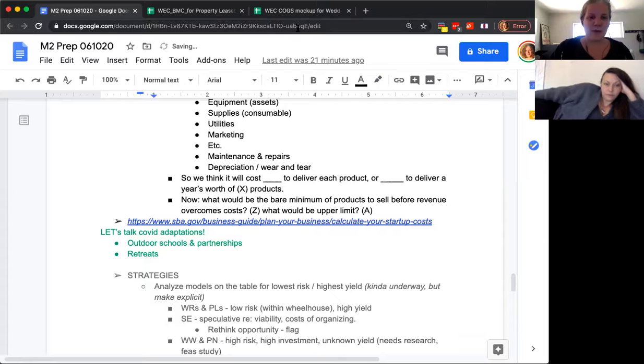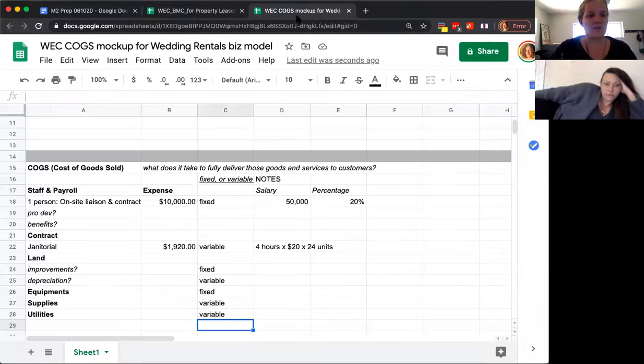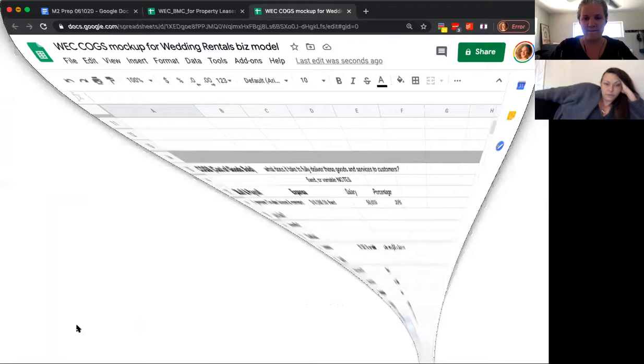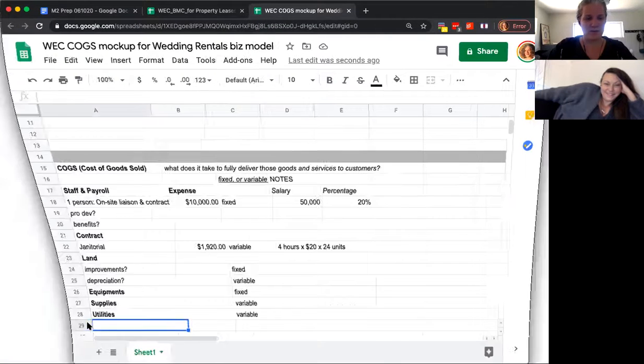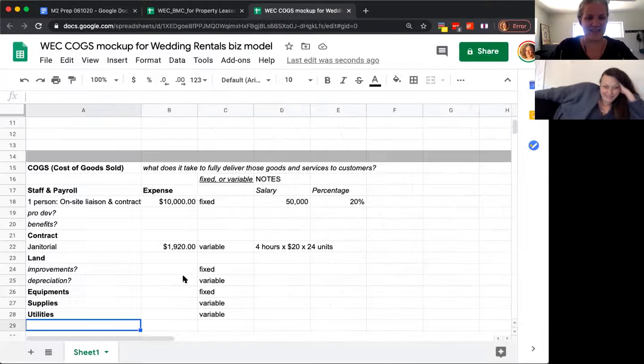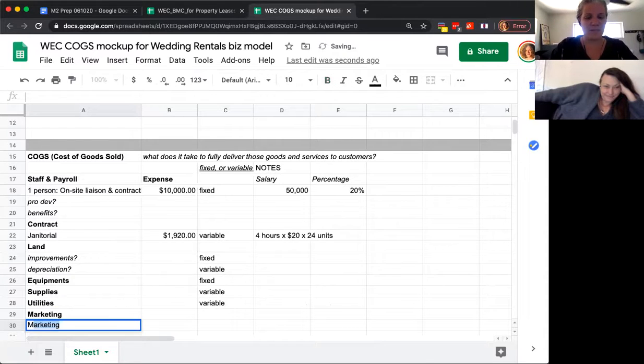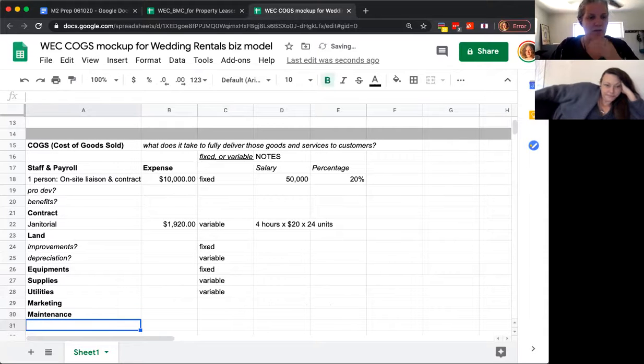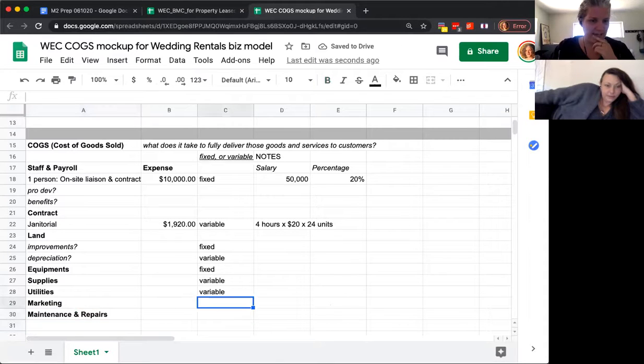So marketing, maintenance and repairs, depreciation, wear and tear. Those are some things that come to mind. Marketing. Maintenance. And that would be repairs, that's the wear and tear bit. Having an annual budget for that is a good idea.